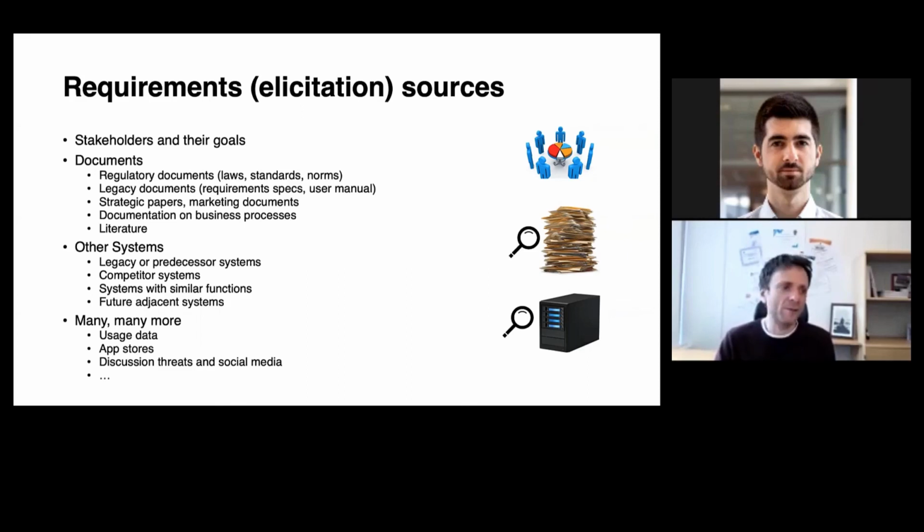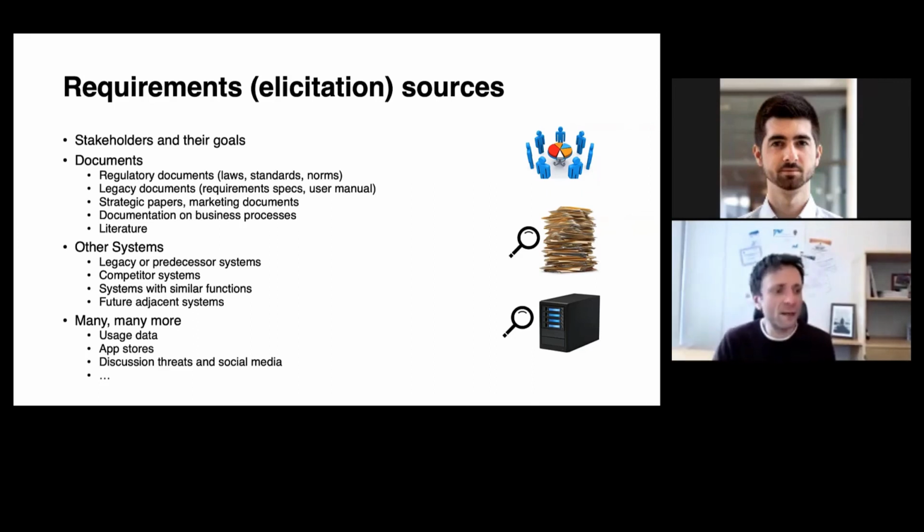Documents, for example, regulatory documents, laws, standards, norms, legacy documents, including the specifications, the manuals, architectural descriptions of the previous systems that might have to be replaced, documentation of business processes, and so on and so forth, but also other systems. Typically we work either by replacing a legacy system or by developing a new system that might have some unique selling points in contrast to competitors. So we might do the analysis of the competitors.